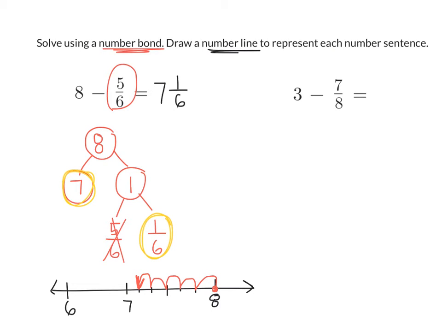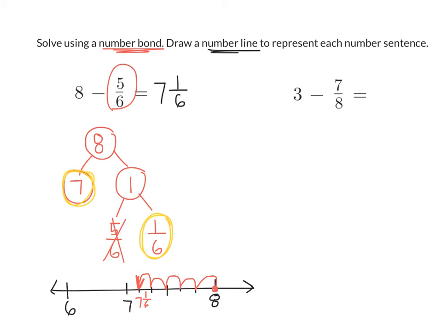So on the number line, I can see that that's greater than 7. How much greater than 7 is it? 1/6 greater. So the answer is 7 and 1/6. I'm going to label it as 7 and 1/6. Okay. Let's use that same logic to help us solve the next problem.